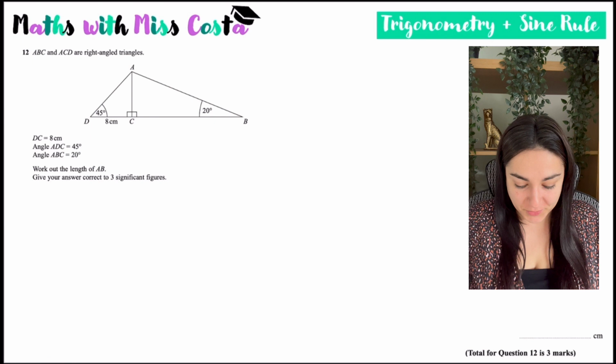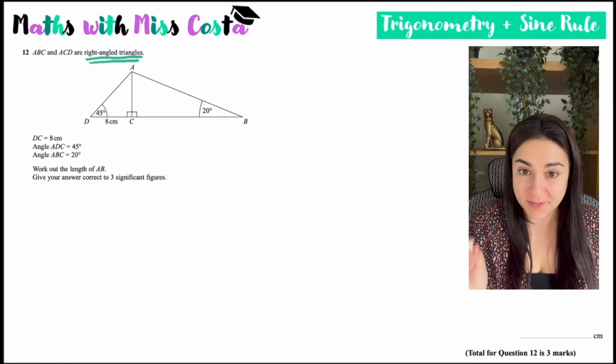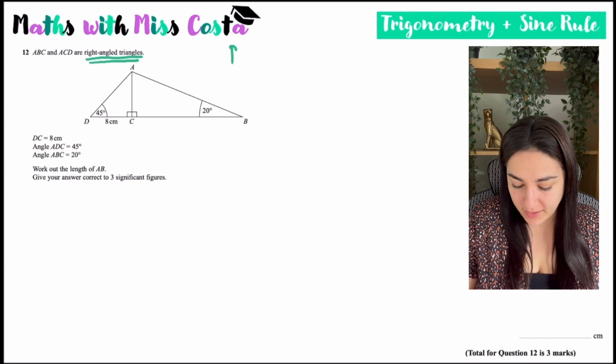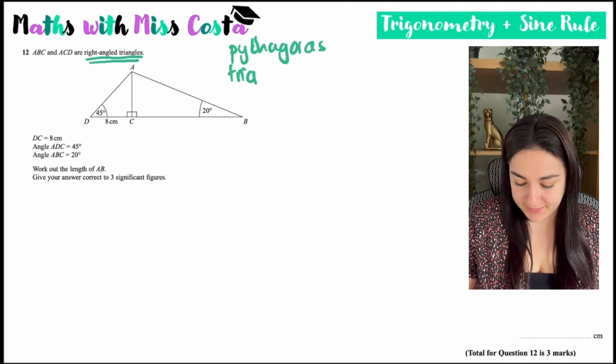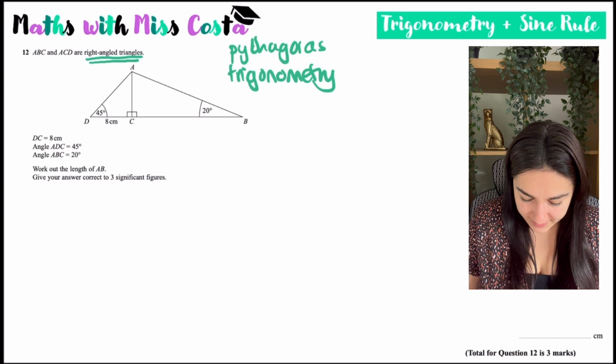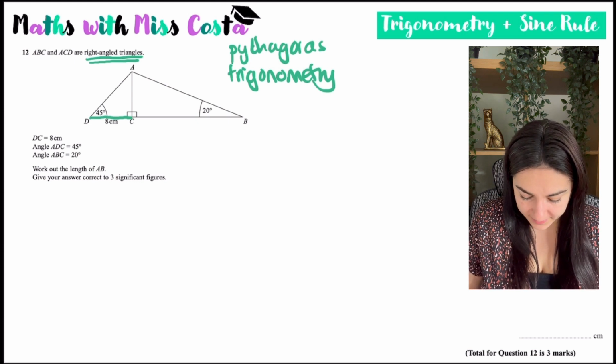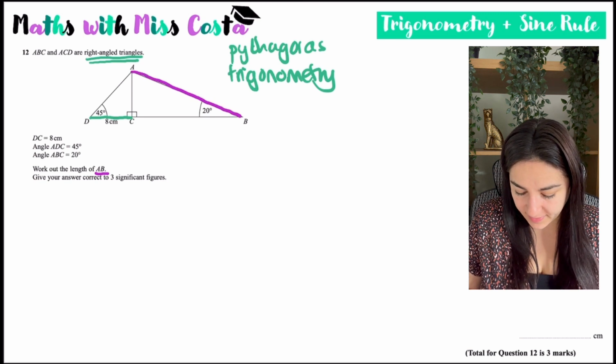Okay, so here I'm told that ABC and ACD are right-angled triangles, and that's important because with any right-angled triangle, I know that I can either use Pythagoras or trigonometry. So these two things should always come to mind when you are told about a right-angled triangle. Now I'm told that the length of DC over here is 8 centimeters, angle ADC is 45, and angle ABC is 20, and I need to work out the length of AB. So AB is this length here.